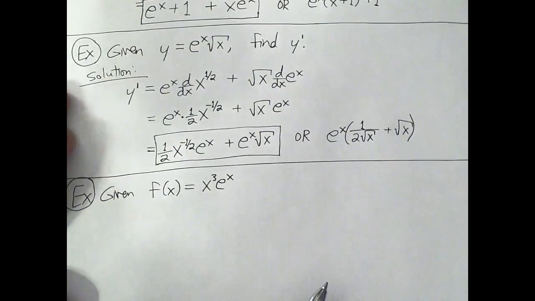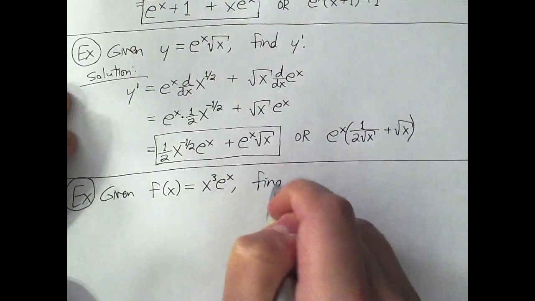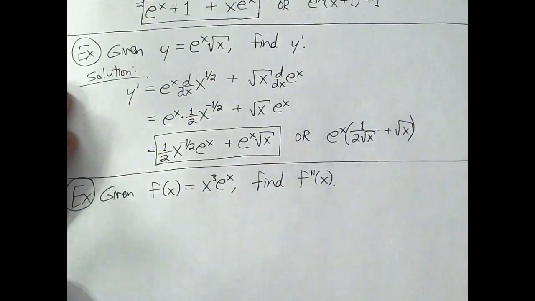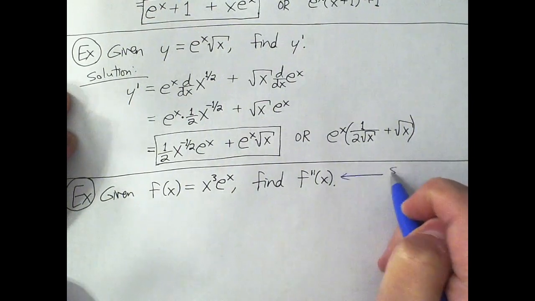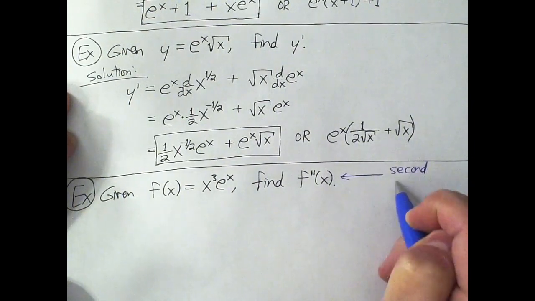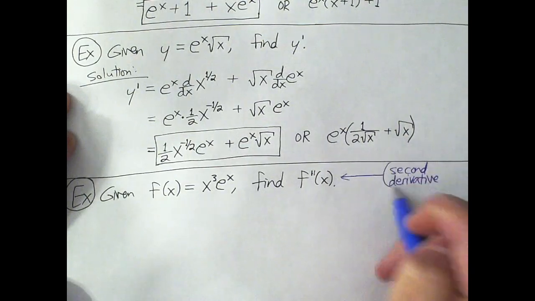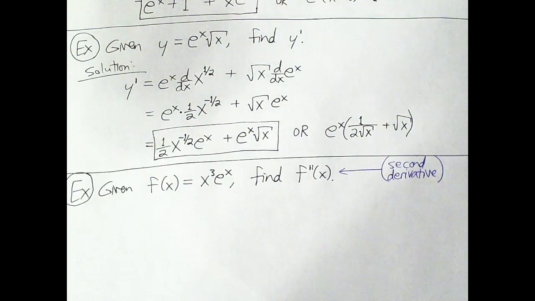Given f of x equals x cubed e to the x, find f double prime. The thing that I wanted to say about it is I just want to point out that this problem is asking you for the second derivative. So don't overlook that. This says f double prime. All right, go ahead and take a minute and see what you can find for that.